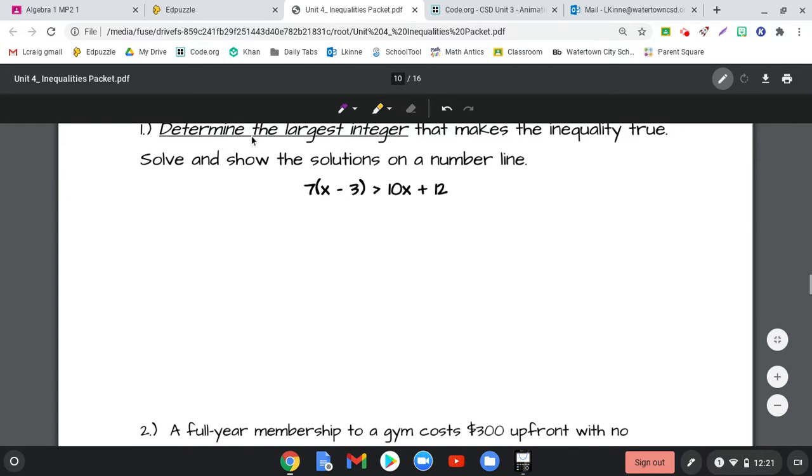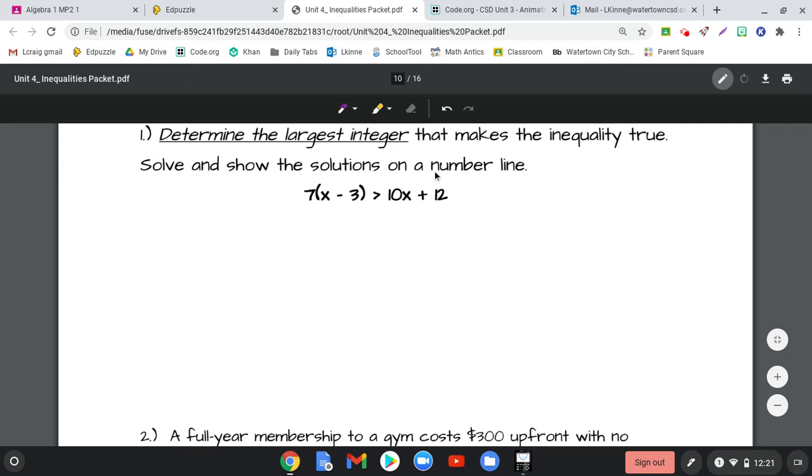So it says, determine the largest integer that makes the inequality true. There's a couple different parts here. You first want to solve the inequality and then show your solutions on a number line. And then you'll have to answer what the largest integer would be that would make it true. So let's solve it first. I see parentheses, so I'm going to distribute. So I get 7x minus 21 is greater than 10x plus 12.